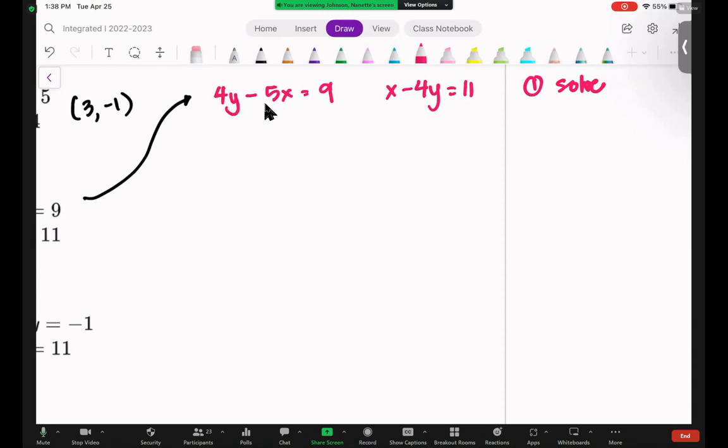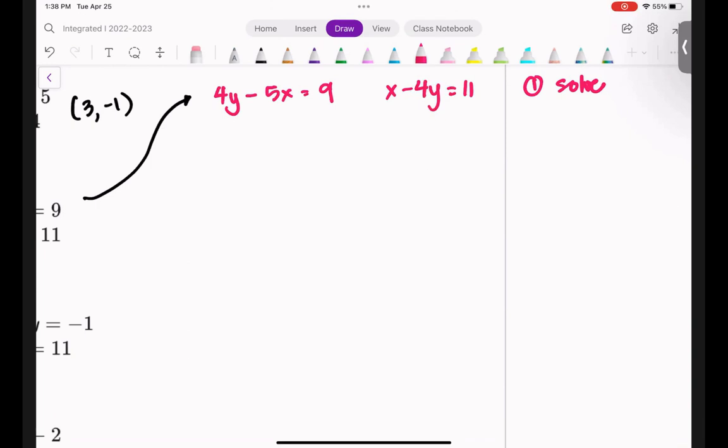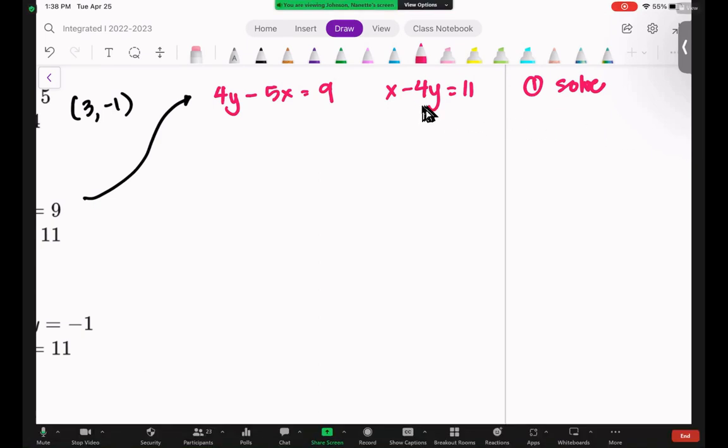Okay. So strategically, which one would you solve for? This y, this x, or this y? Which one? Yeah, I would solve for this x in this equation, not this equation. Fractions everywhere. So think about how you would get x by itself.